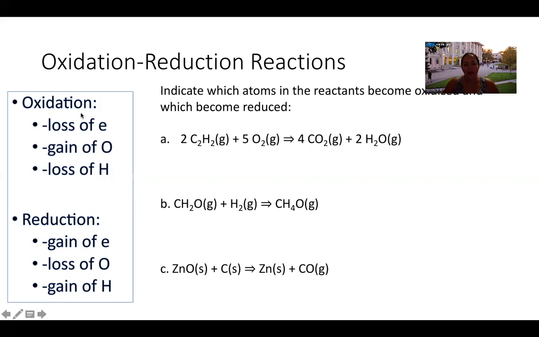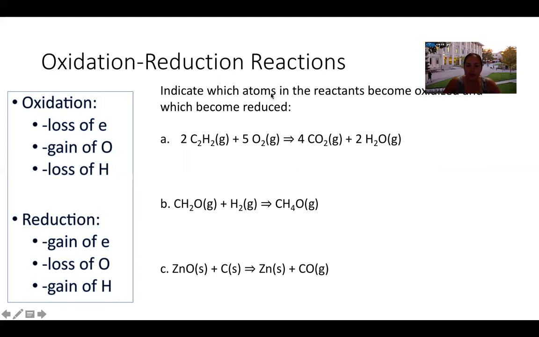And again, I do use all these definitions because it just depends what equation I'm looking at to pull which definition helps me the best. So therefore, again, reduction is just the opposite of all these. Reduction is a gain of electrons or a loss of oxygen or a gain of hydrogen, okay?